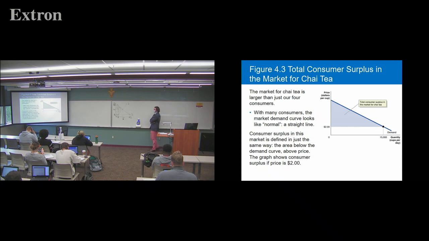Obviously, the market for chai tea is a lot larger than just four consumers, like in this example. So when there are many consumers, the market demand is going to look normal like this. It's going to be a smooth, downward slope. It's not going to be like the step stool from before. So we can consider consumer surplus the area below the demand curve and above the price, so that little triangle. The price in this example is $2 for a cup of chai tea. There are 15,000 cups being drunk per day by consumers. So the total consumer surplus in this market is going to be the area of this triangle here.